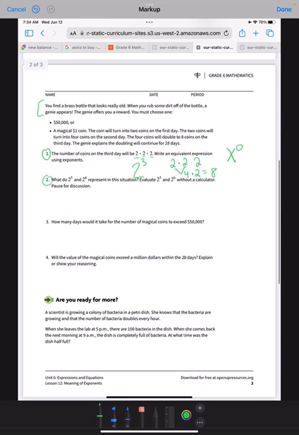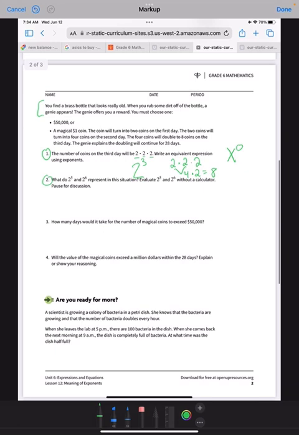Let's move down to problem 2. What do 2 to the 5th and 2 to the 6th represent in this situation? What does it mean to do 2 to the 5th and 2 to the 6th power? What does that mean? Hopefully you said that it means to multiply 2 5 times and to multiply 2 6 times, not to multiply 2 times 5 or 2 times 6. No, it's telling me to multiply the number 2 by the same number 2 5 times and then 6 times.